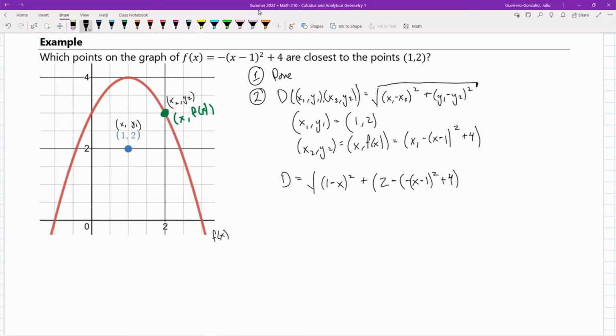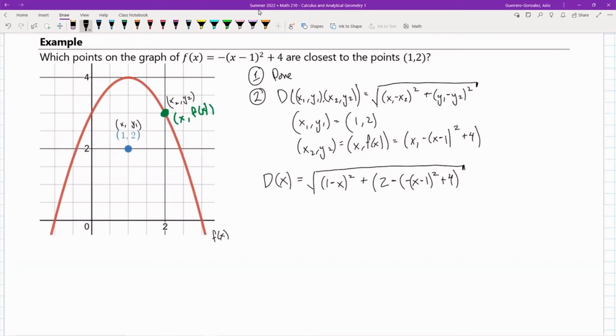And now I can make this nice and tiny. There we go. Bam. Okay, and look what we have now. Everything is in the variable x. So now we have d of x is equal to this equation right here. So now I have a distance equation between our blue point and any other point that is on the graph.